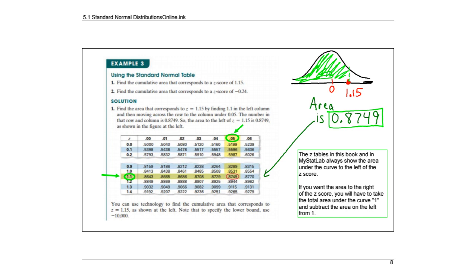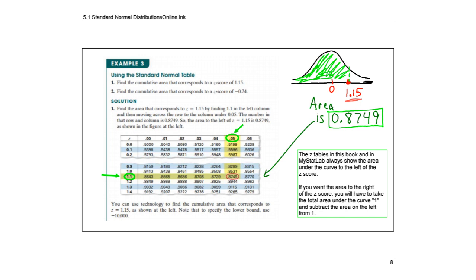So this first problem asks us to find the area that corresponds to a z-score of 1.15. So 1.15 is sitting right here on my number line. So it's a little more than 1 standard deviation away from the mean. Now, if they don't give you a mean and a standard deviation, that means it's been standardized and we have 0 as the mean and 1 as the standard deviation. Also, if they don't tell you which direction to go, if they don't tell you less than or to the right or to the left, it's always going to be to the left unless they state otherwise.